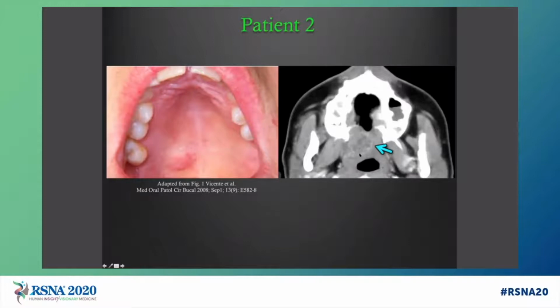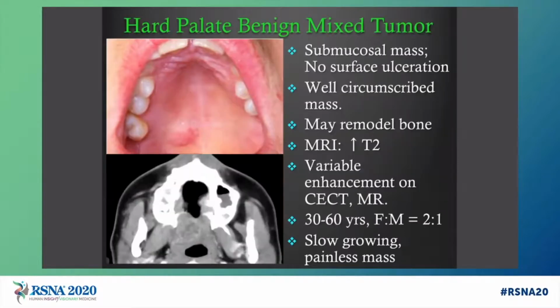So this is certainly something that's a mass. We don't have any dental infection to indicate an infectious etiology. And in fact, this is a benign mixed tumor. So in many cases, as we see in this patient, there's no surface alteration. These are typically well circumscribed masses that we will see. Typically with this appearance, it can be heterogeneous, but oftentimes will enhance more predominantly with more delayed post-contrast imaging.